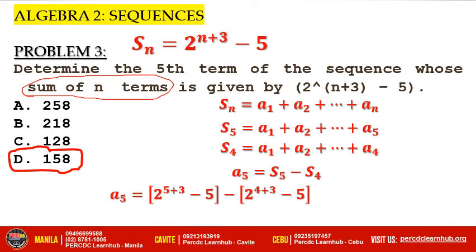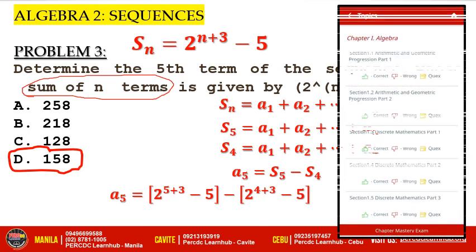Okay, so I think that's all for Algebra 2 sequences. Again, for more practice, get your app, your PMM app, your Passers Mastery Module app. Okay, and then choose Algebra. Okay, so you can choose section 1.1, 1.2 for the sequences or the progression.